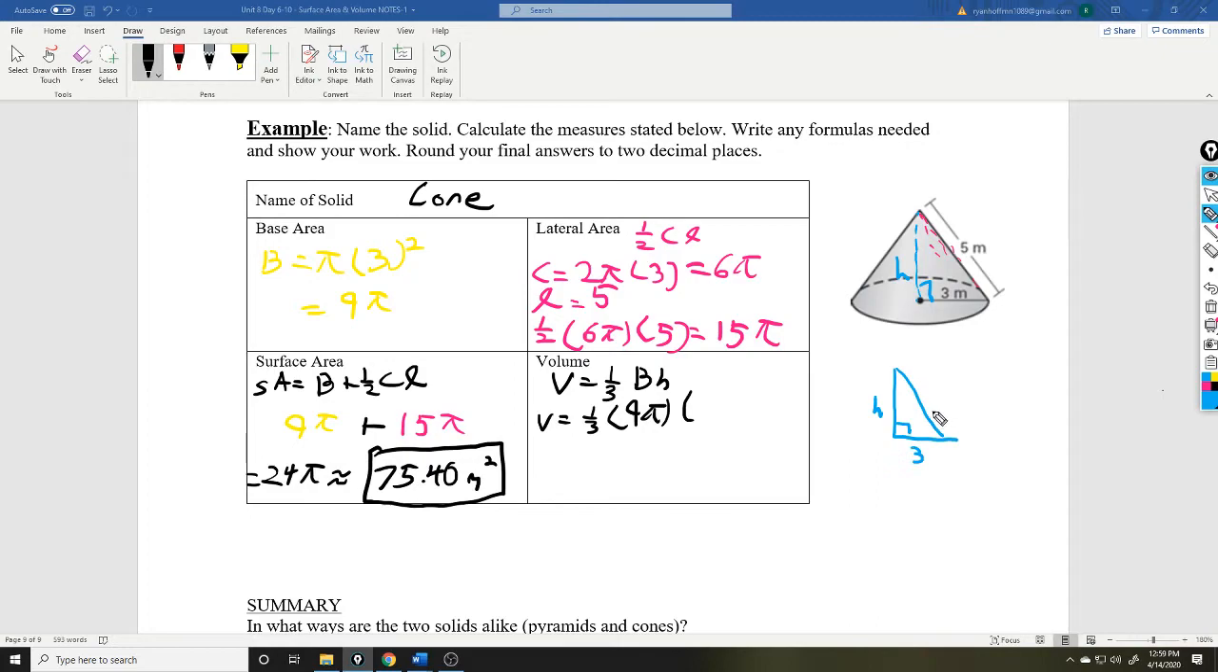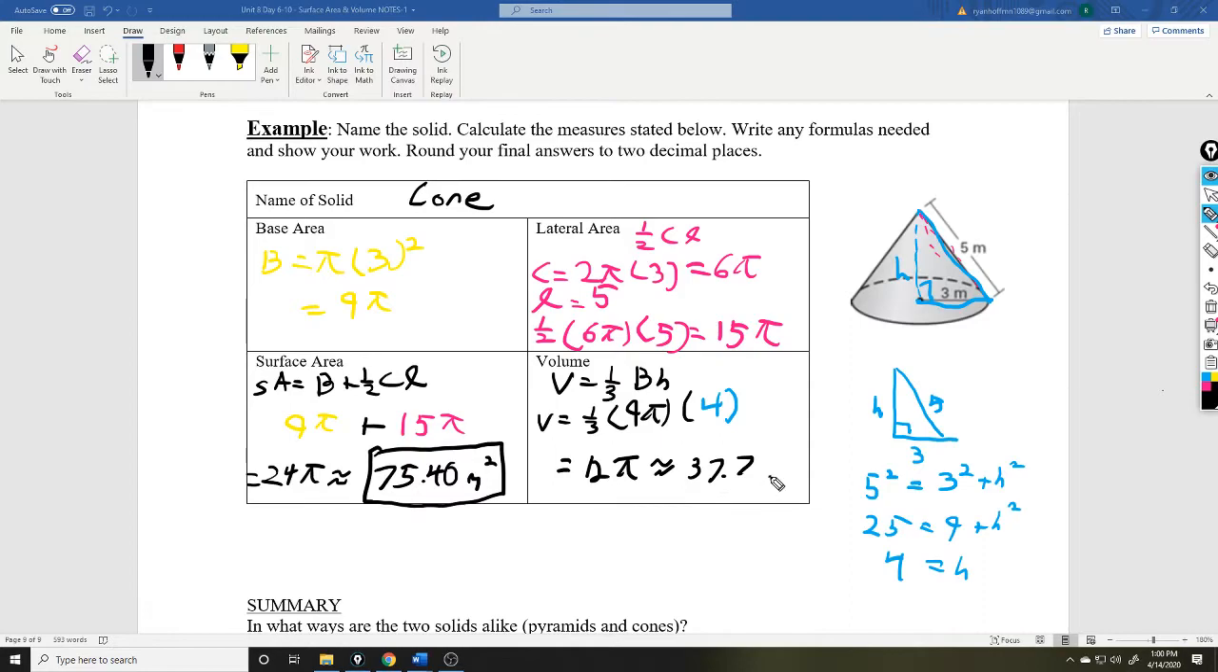Height we don't know. Here's 3, here's 5. Remember, it's the height drop down, the slant height over here, and then our radius, the distance from the center out here, that's what makes up our triangle. So we have 5 squared. 5 is our hypotenuse, it goes on the left, equals 3 squared plus h squared. 25 equals 9 plus h squared. Subtract, take the square root, and you should get 4 for h. Multiply that out, and we're going to get 12 pi, which rounds to 37.7 meters cubed, since it's a volume.